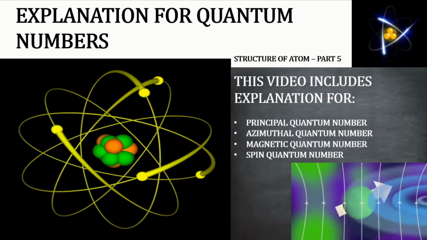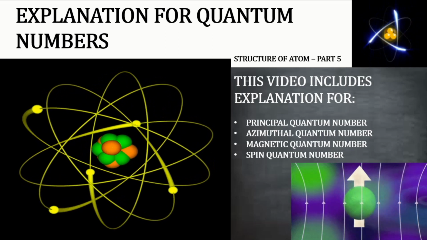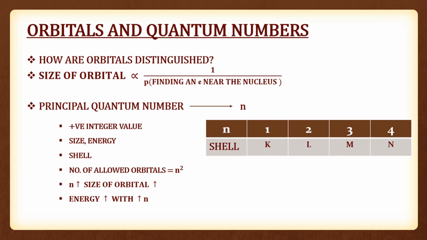I am Seema Shanay and today we are going to talk about quantum numbers. Let's talk about orbitals and quantum numbers. There are a large number of orbitals possible in an atom. These orbitals are qualitatively distinguished by their size, shape and orientation.